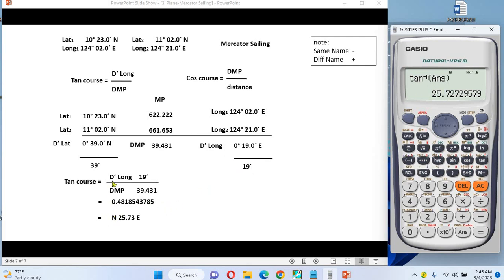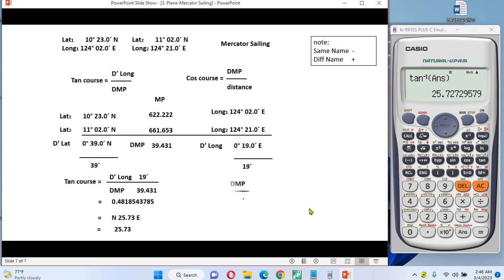So the course is 25.73. Why north? Again, because the latitude is north. Why east? Because the longitude is east. So almost the same, guys. Because it is in the quadrantal of northeast, N as E, 25.73. Okay, so there you go. The same answer. Next is, no, not actually the same. The error is negligible, very negligible.